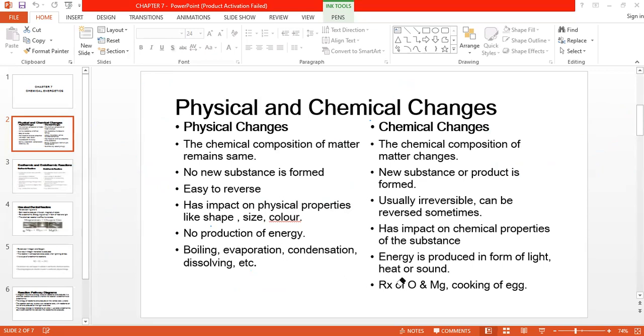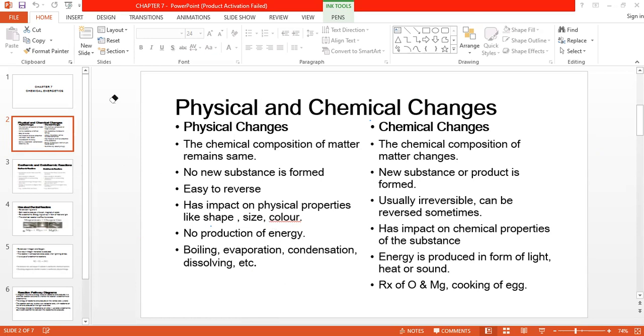Similarly, some examples are given. In physical changes, there is no production of energy, while in chemical changes, energy is produced in the form of light, heat, or sound. Boiling, evaporation, condensation, dissolving, and crystallization are all physical changes, while the reaction between oxygen and magnesium, cooking of an egg, burning of a paper, or the rusting of iron are all chemical changes.